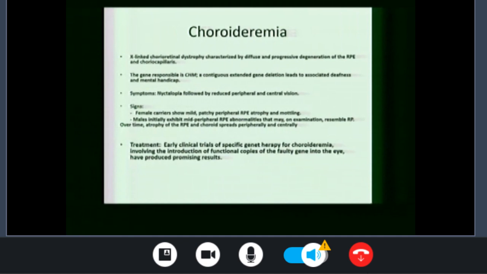Signs: female carriers show mild patchy peripheral RPE atrophy and mottling, and males initially exhibit mid-peripheral RPE abnormalities that may, on examination, resemble RP. Over time, atrophy of the RPE and choroid spreads peripherally and centrally. Treatment: early clinical trials of specific gene therapy for choroideremia, involving the introduction of functional copies of the faulty gene into the eye, have produced promising results.